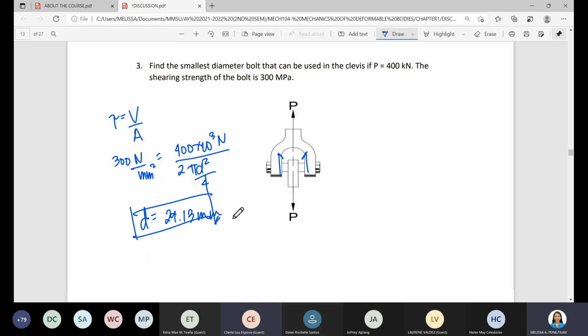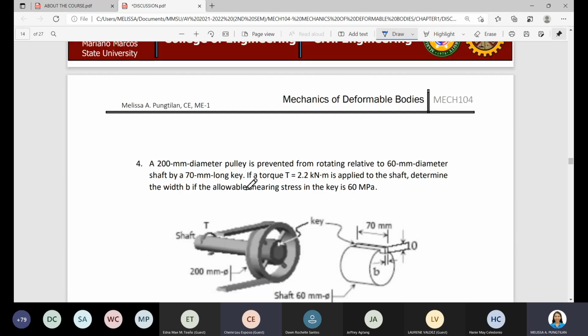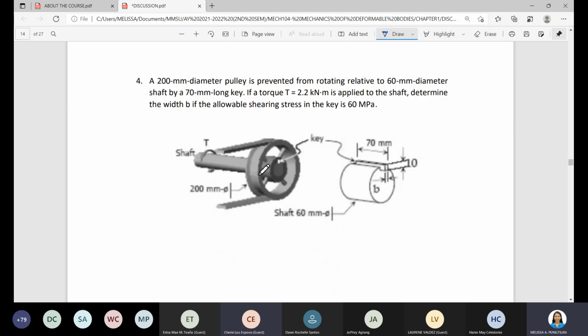Okay, so proceed na tayo sa example number 4. A 200 millimeter diameter pulley is prevented from rotating relative to a 60 millimeter diameter shaft by a 70 millimeter long key. If a torque of 2.2 kilonewton meter is applied to the shaft, determine the width B if the allowable shearing stress in the key is 60 megapascal. So, meron tayo ditong shaft or a rotating pulley. Okay.